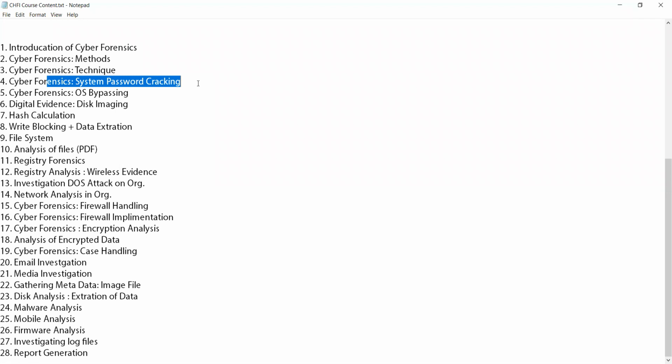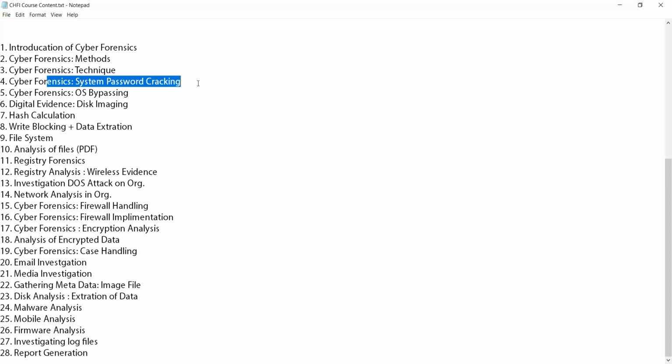Okay. The next module is based on cyber forensics as an OS bypassing technique. In this technique I will tell you how to bypass any type of operating system, and you can get the files, the data and the information from that system without cracking the password. So why do we need to use OS bypassing techniques? Once you cover this module, I will tell you why we use this technique for OS bypassing as a cyber forensic investigator.